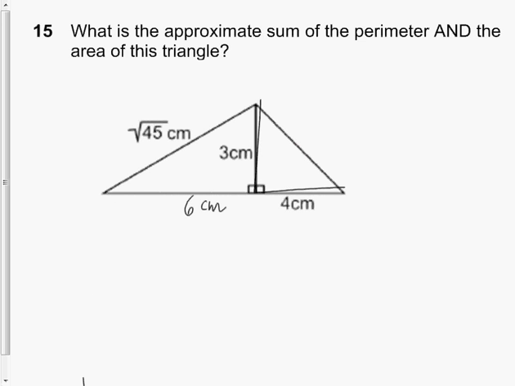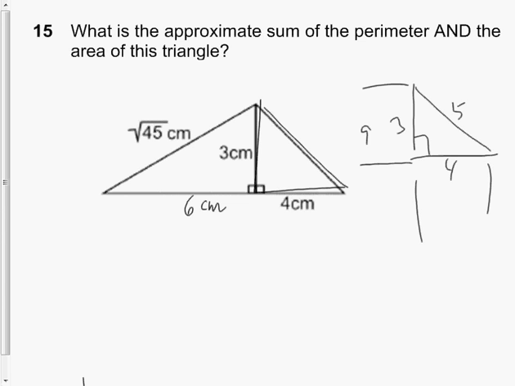This is a 3, this is a 4, and this is an unknown. And that's called the Pythagorean triple. When the legs are 3 and 4, the hypotenuse will be 5. This is 9, this is 16, this is 25, which means that's 5.